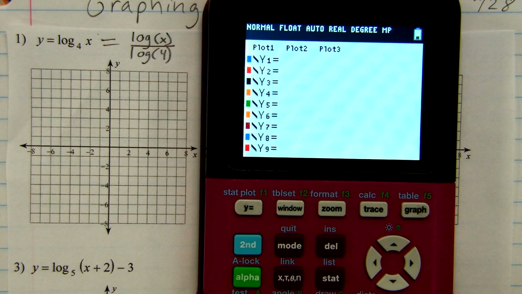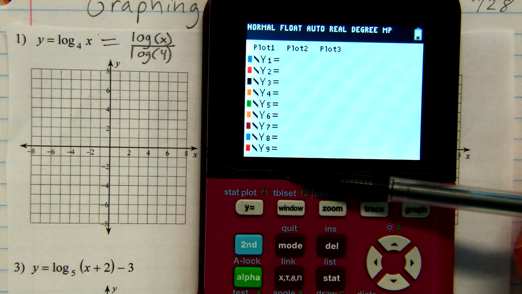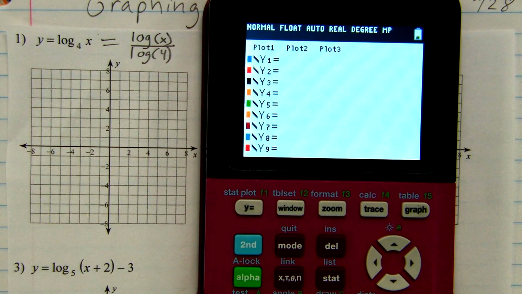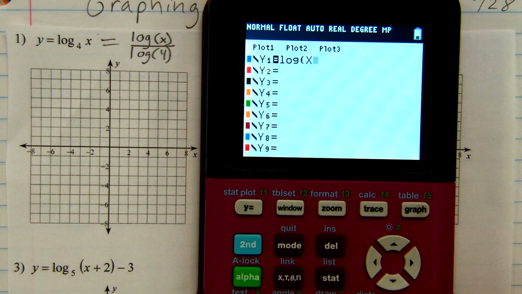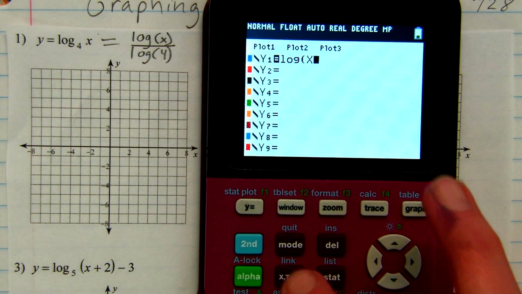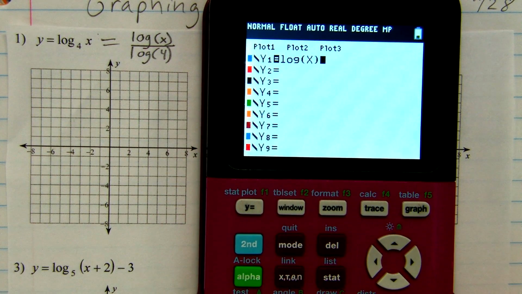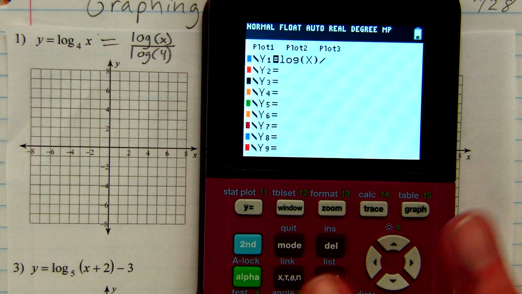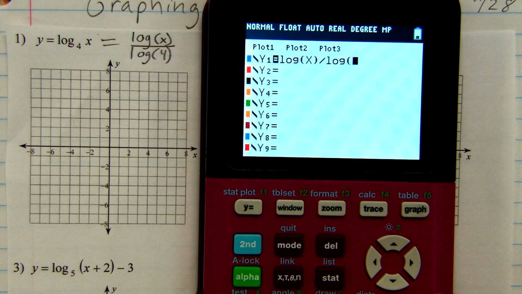If you have anything on your calculator, you want to make sure you're clearing that out. Make sure that none of your plots are selected because that could do bad things. So we're just going to do log of x. This is your x key right here. And make sure you close the parentheses on the x. Divide by log of 4.